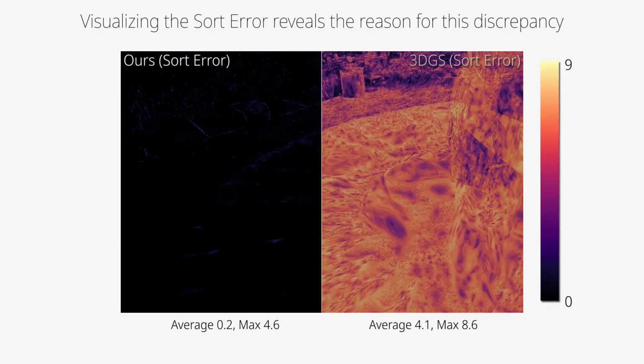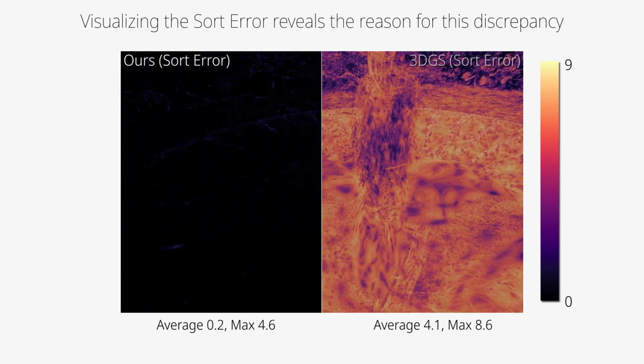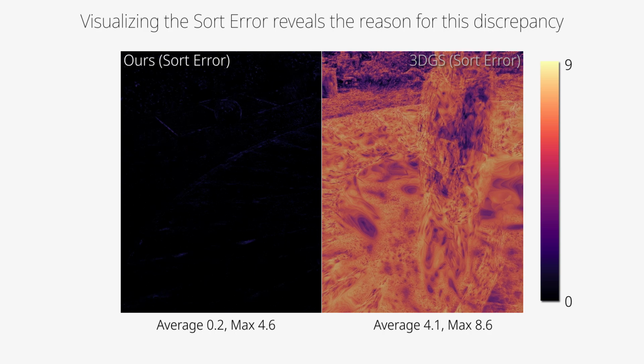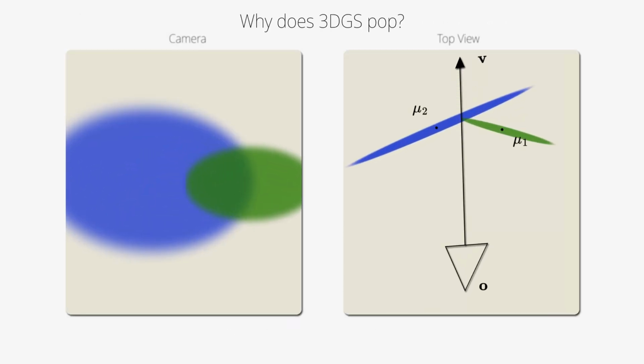Visualizing the sort error reveals the underlying issue with 3DGS. The approximate global sort produces inconsistent ordering. Our hierarchical rasterizer improves sort quality significantly. We now look at depth computation in detail.